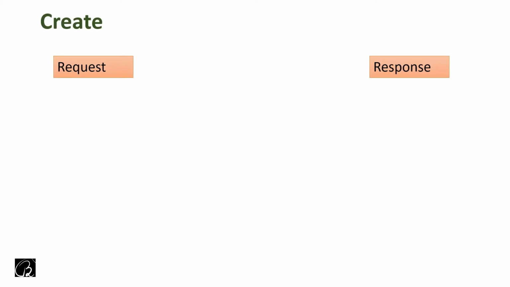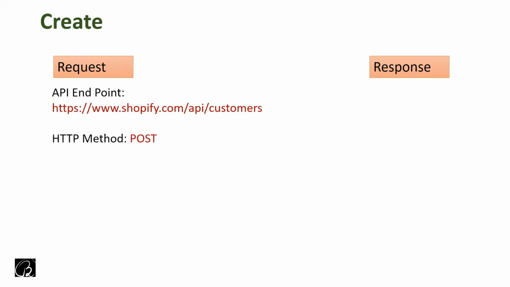So here we have request, okay, and here response. So let's say I want to create or store some customer information from client to server. So in my request, the API endpoint should look like something like this, let's say, for Shopify application. Then what would be the HTTP method? Here the method would be post because we are creating, right?